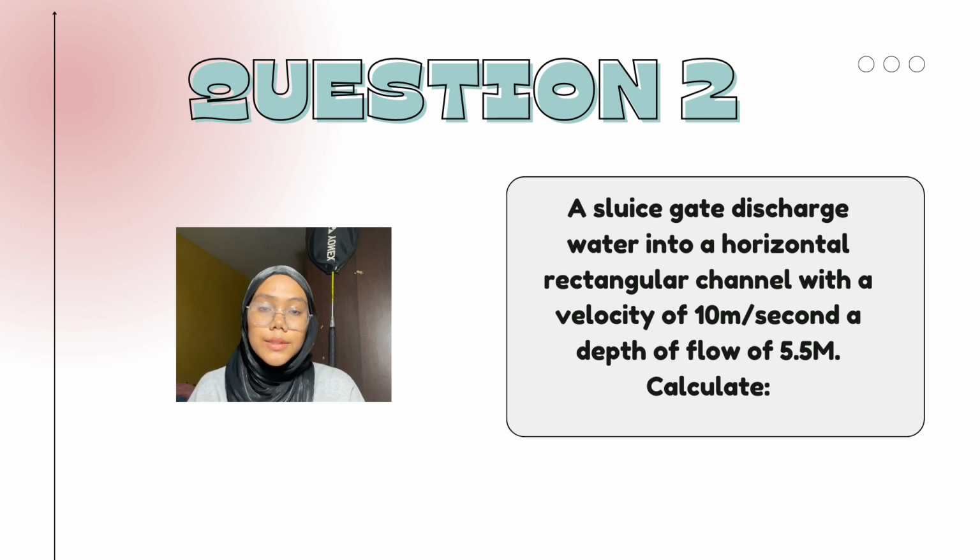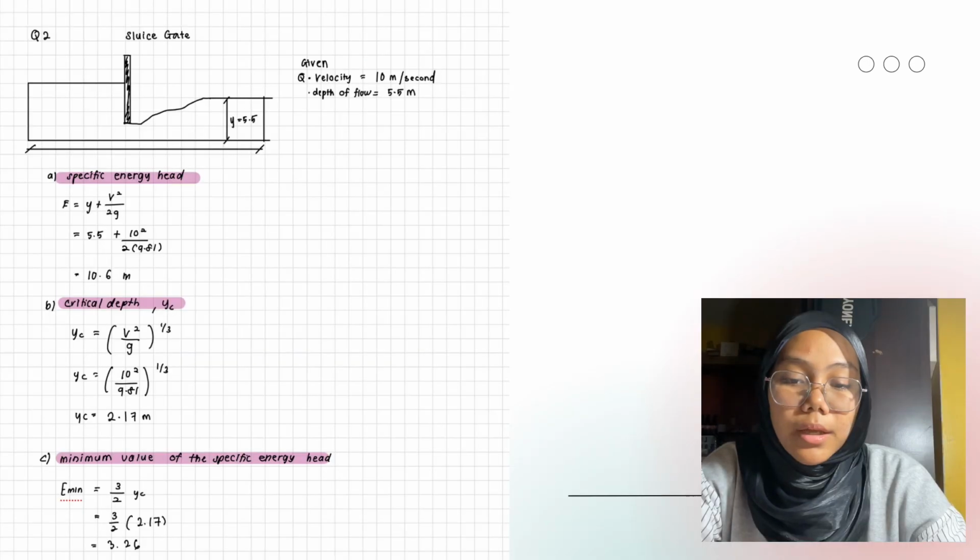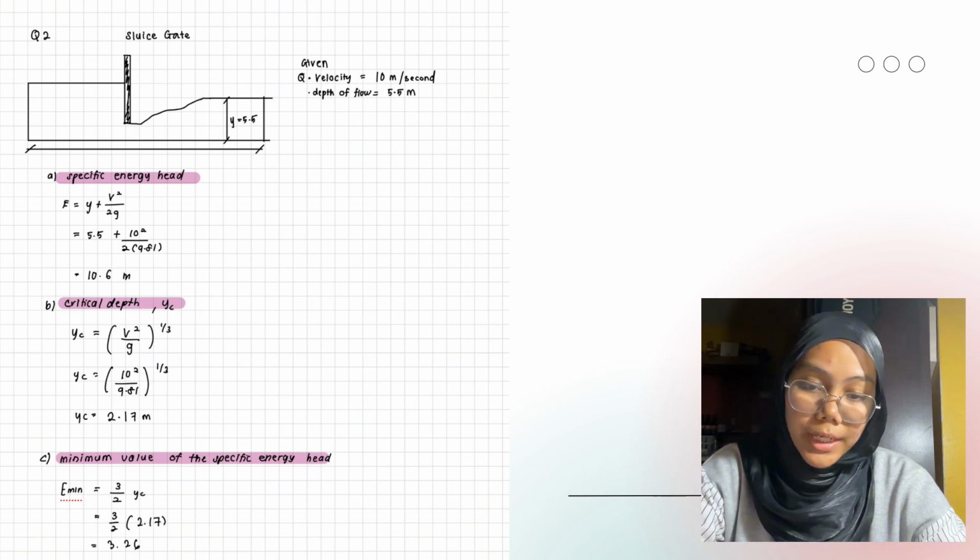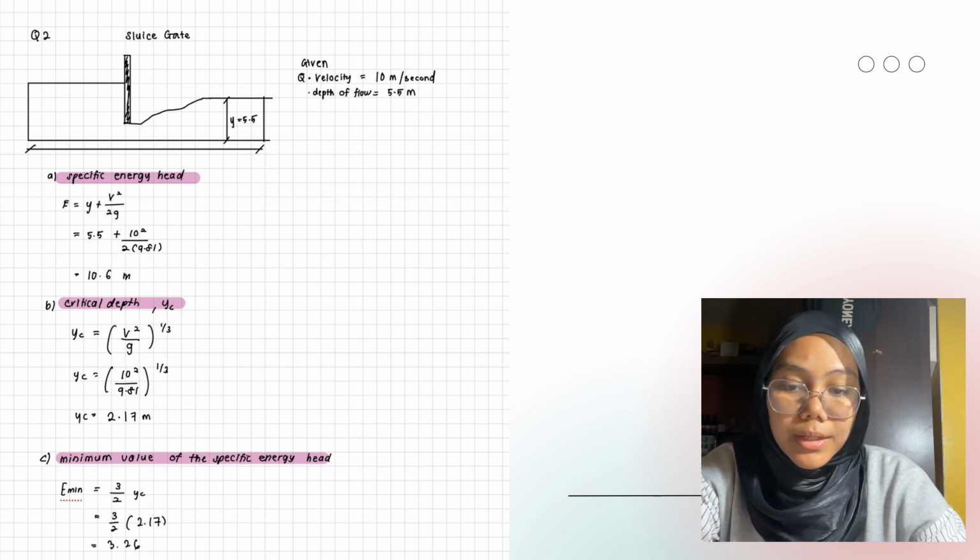Seterusnya saya akan explain untuk soalan 2. Okay, question 2. A sluice gate discharges water into a horizontal rectangular channel with a velocity of 10 meter per second and a depth of flow of 5.5 meter. So V sama dengan 10 meter per second, and depth of flow dia 5.5. So, tinggi dia dah bagi.